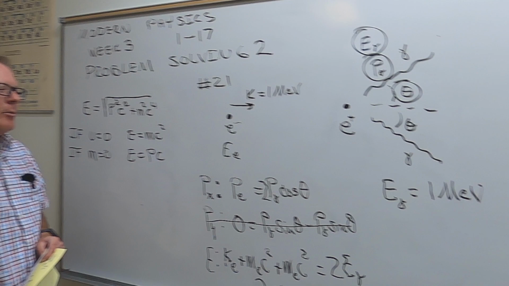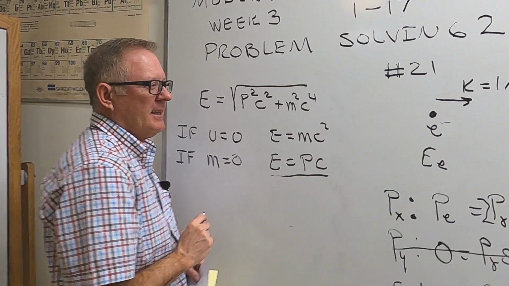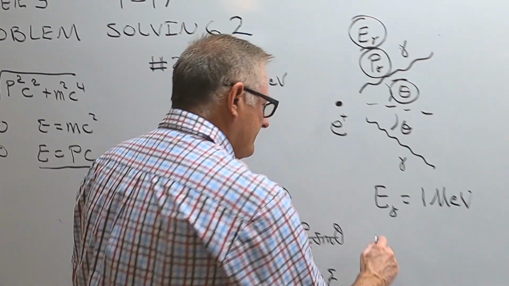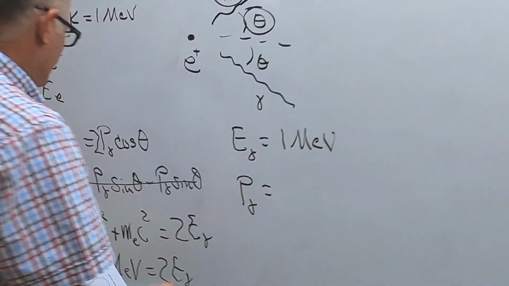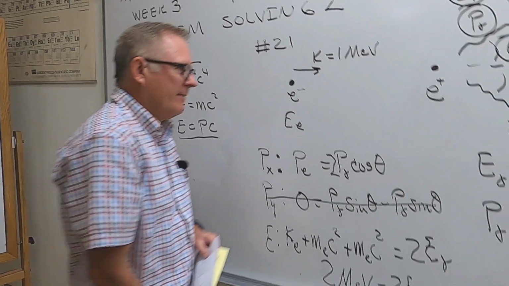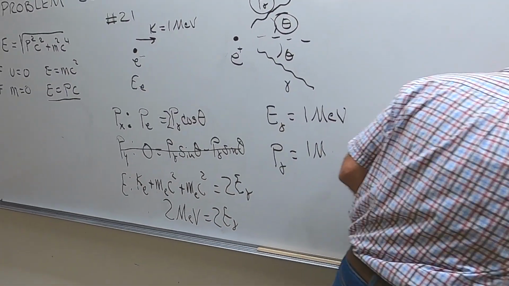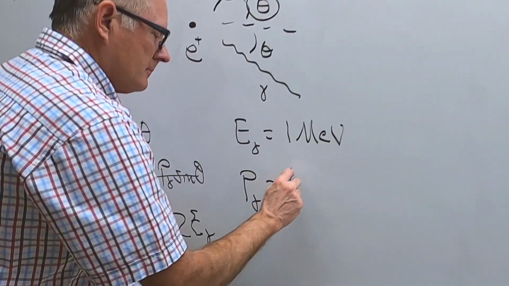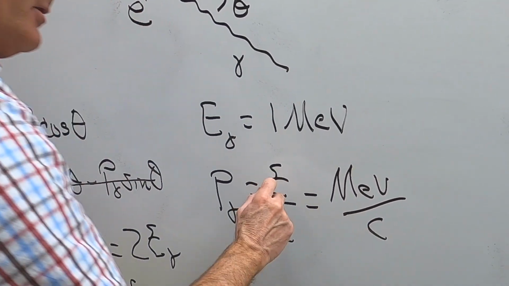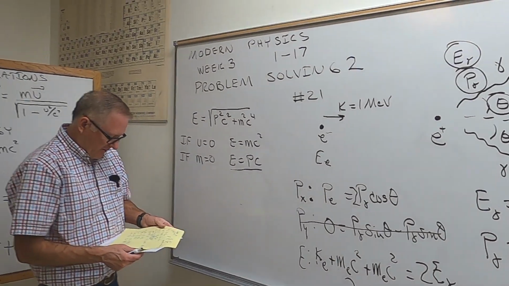Now if I wanted to get their momentum, well, heck, I can just come over here because these are light, and for light E equals PC. So P is just E divided by C. Let's write it out as E over C, which is 1 MeV over C. So there's your P of the gamma, it's just 1 MeV over C.